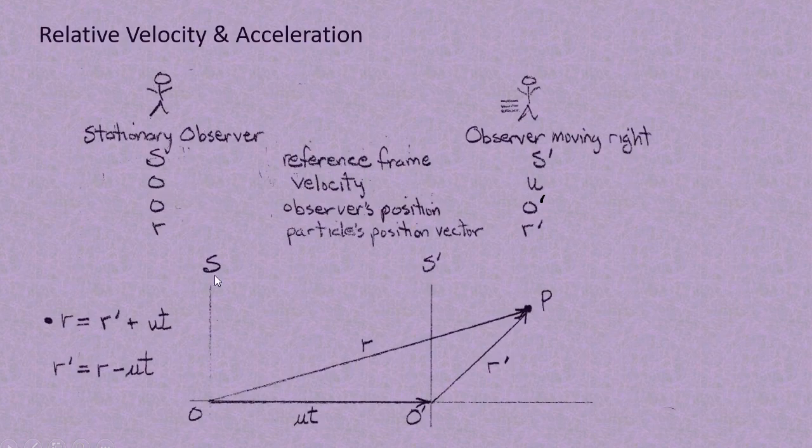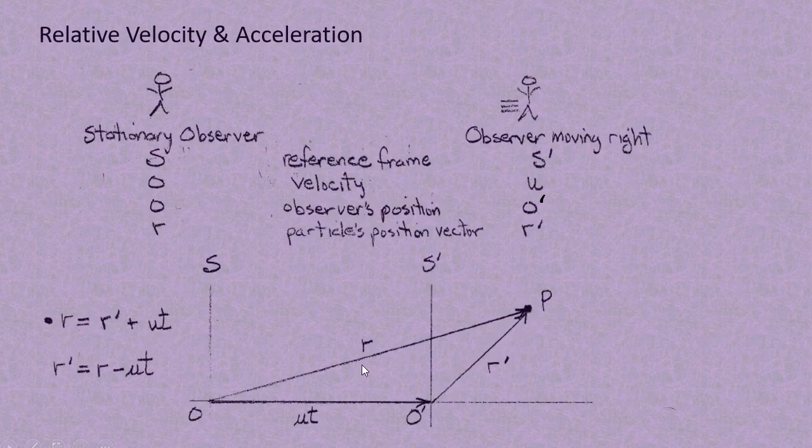The stationary observer is stationary, so the velocity is 0, and the moving observer is moving with a velocity of u relative to the stationary observer. The stationary observer's position is 0, and the moving observer's position we'll call 0 prime. The particle's position vector from the stationary reference frame is vector r, and the particle's position vector from the moving observer's reference frame is r prime.